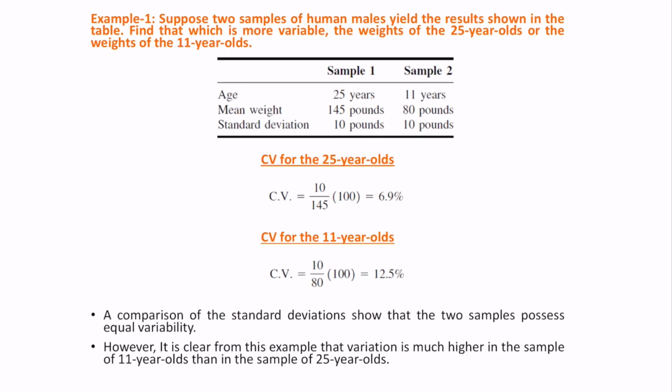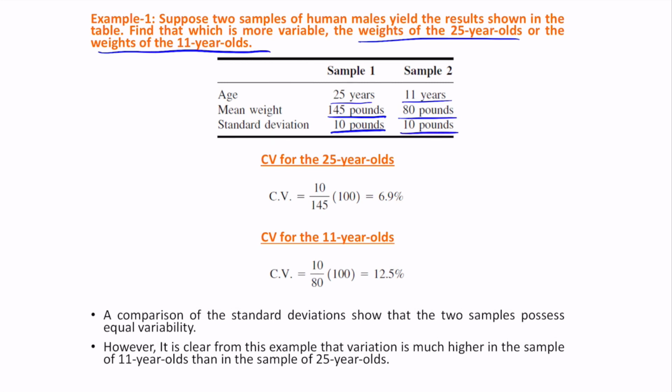So let's try this example. There are two samples of human male weights, with results shown in the table. We need to find which is more variable. They're asking you to compare the weights of 25-year-olds and 11-year-olds. For 25-year-olds, the mean weight is 145, and for 11-year-olds, the mean weight is 80 pounds, and they've given a standard deviation of 10 and 10.